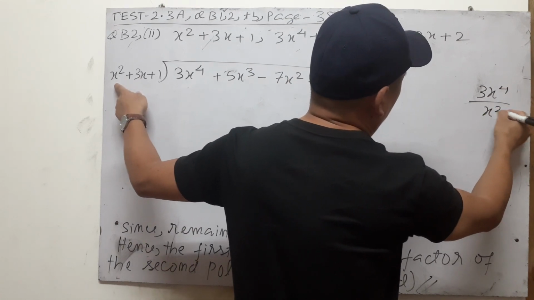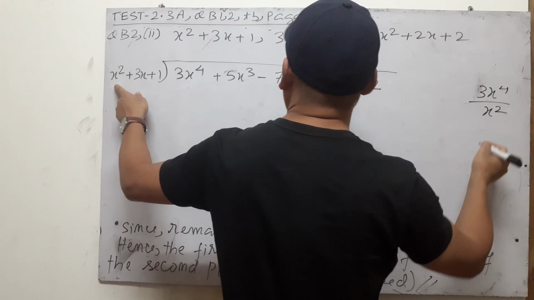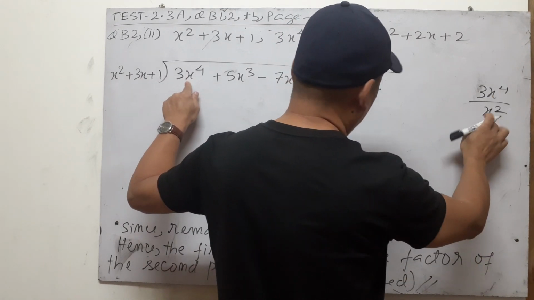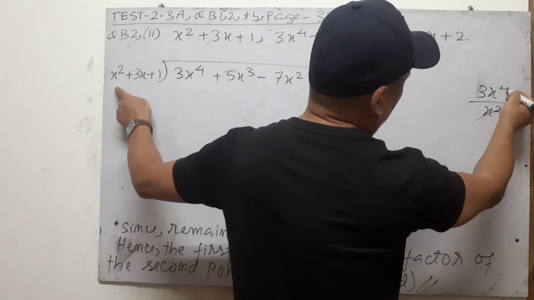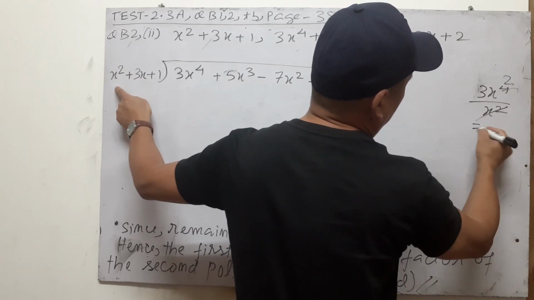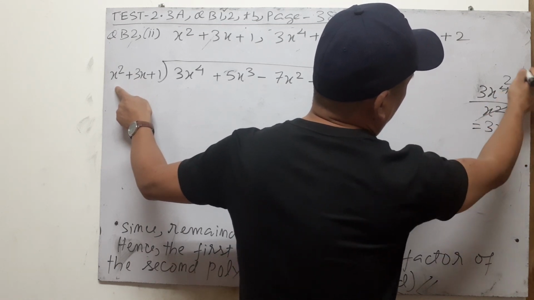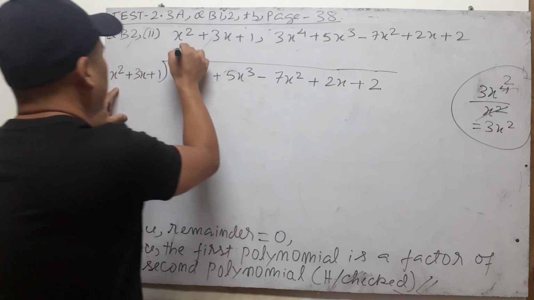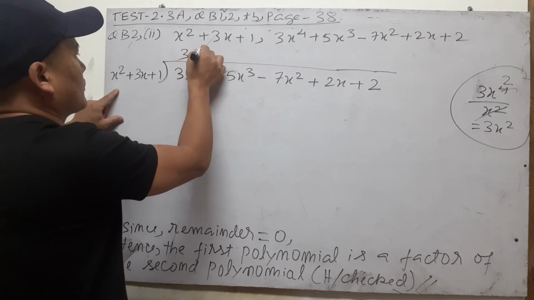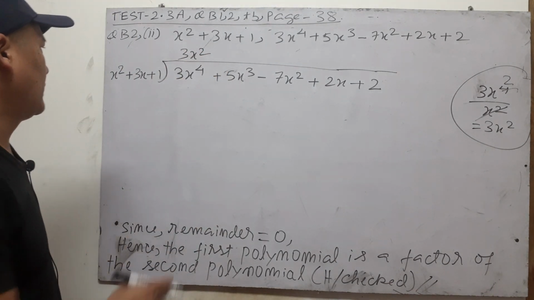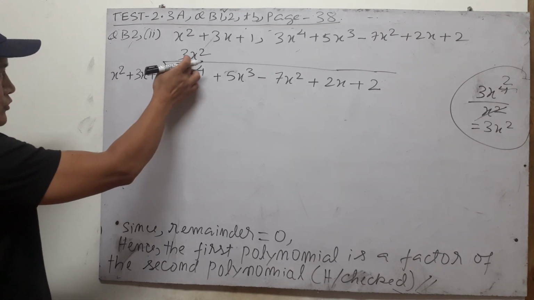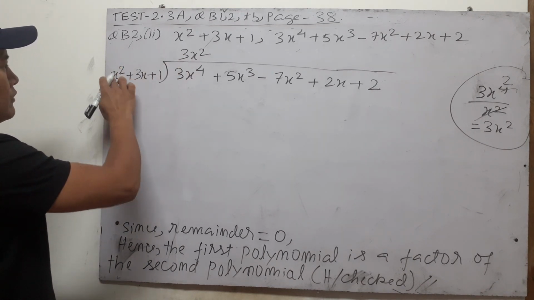divided by the highest degree term of the divisor, x squared. 4 minus 2, 2 left, so that is equal to 3x squared left. So when we do that, we're getting the first term in the quotient as 3x squared. Let that multiply these three terms of the divisor. 3 into x, 3 into 1, 3.